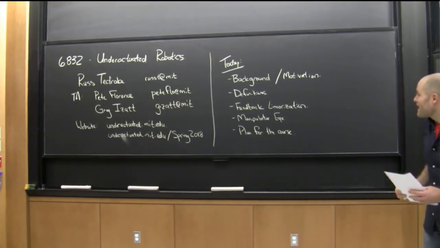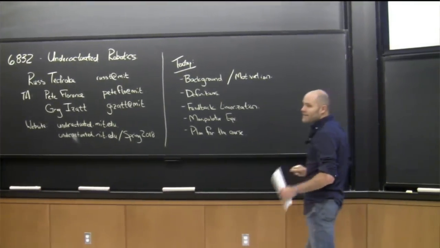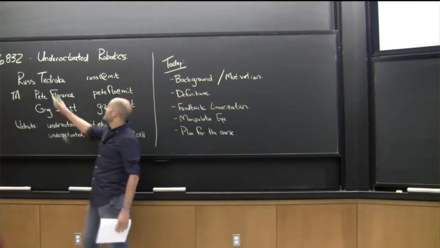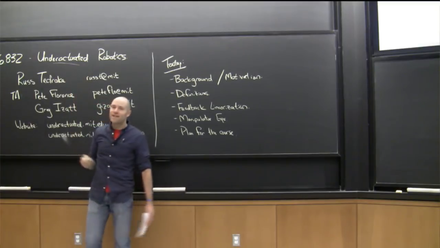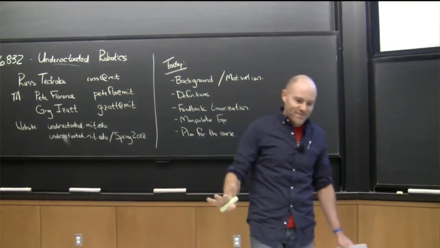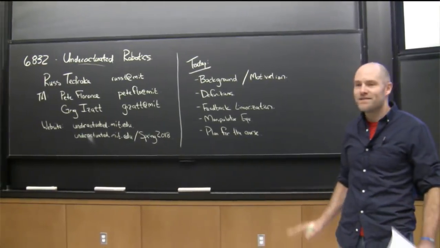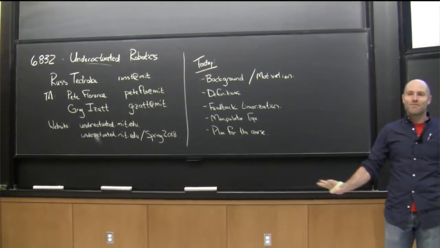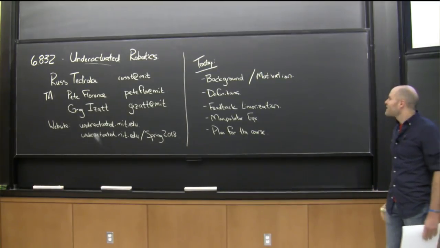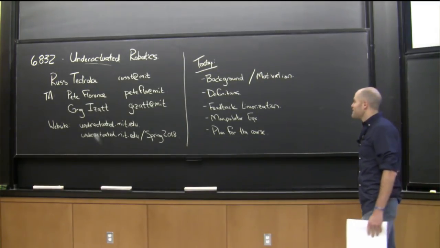Okay, so my goals for today are, first and foremost, you have to leave the room with an understanding of what the class title means. That sounds like a modest goal, but you need to be able to answer if someone approaches you in the street and asks you what does underactuated robotics mean. And I'll give you a few different ways you could answer that question.